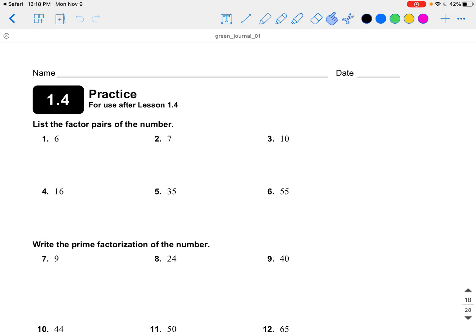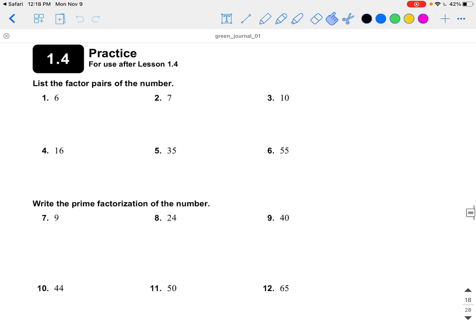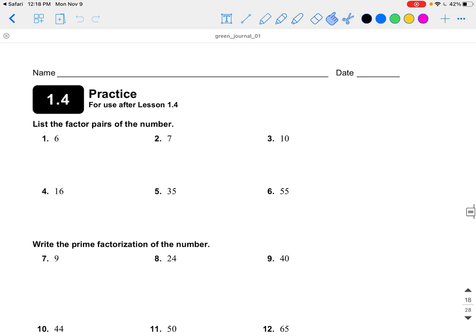Hi guys, the practice you are going to be completing today is all of this 1.4 practice on page 18 of your record and practice journal. So I'm going to go ahead and walk you through a few examples on each of these just so you can be set up for success, and then maybe you can have a few free easy problems.